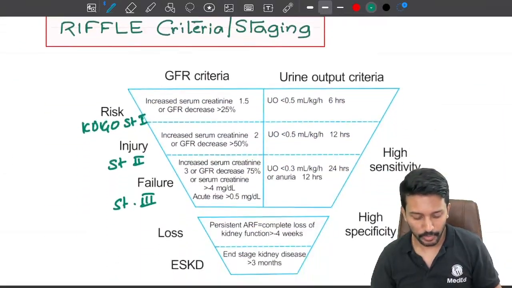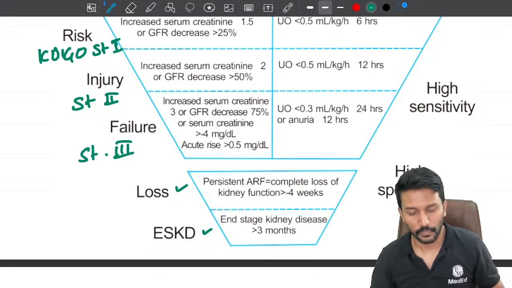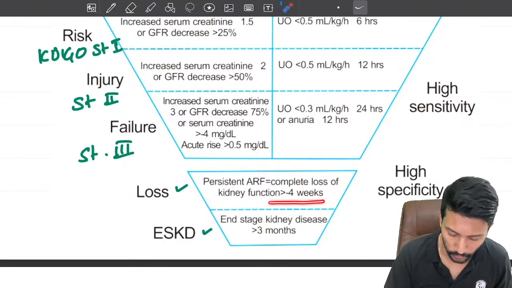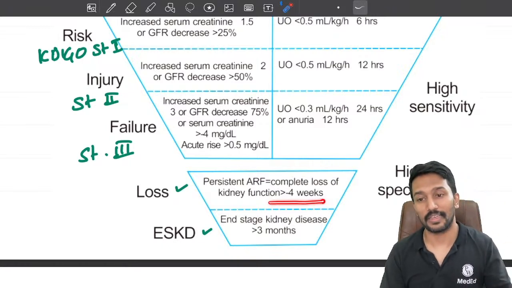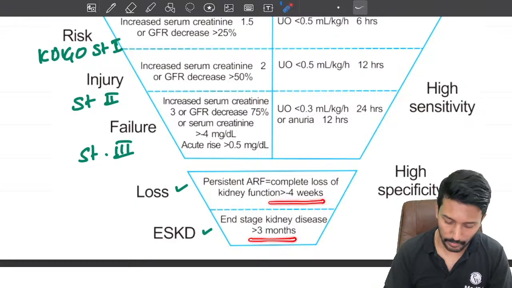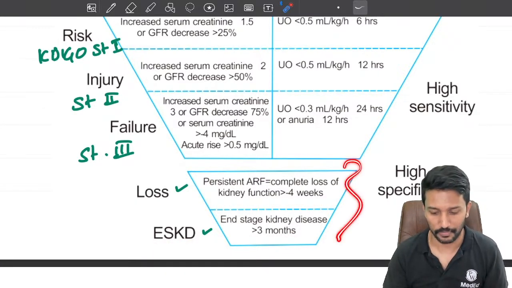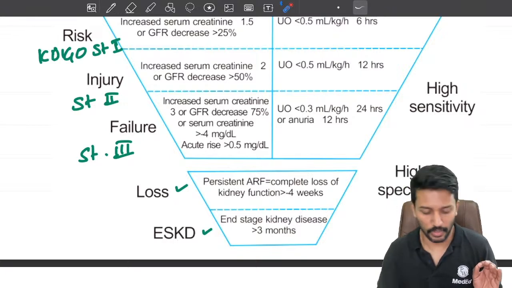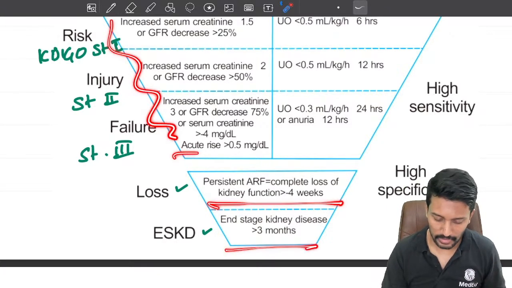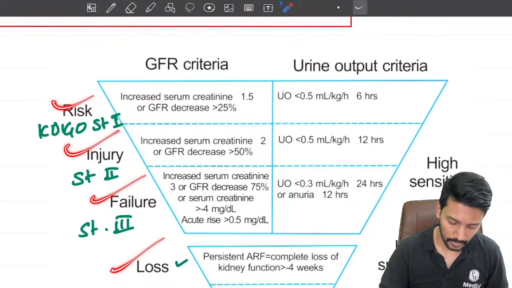Only thing is that we need to remember 2 more stages, right? What is that? Loss and end stage kidney disease. If the patient has acute kidney injury persisting for more than 4 weeks, then we will call it renal loss. And if the kidney injury is persisting for more than 3 months, then we will call it end stage kidney disease. So now it is about duration. If the duration of acute kidney injury, any of these stages, is persisting for 4 weeks, then it is loss. Persisting for 3 months, then it is end stage kidney disease. This is what we call the RIFLE criteria.